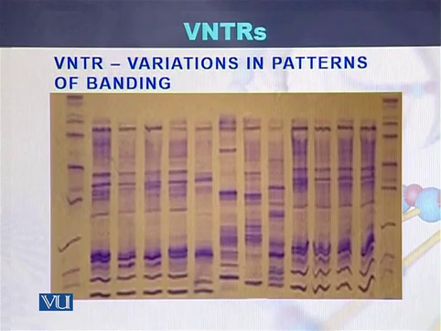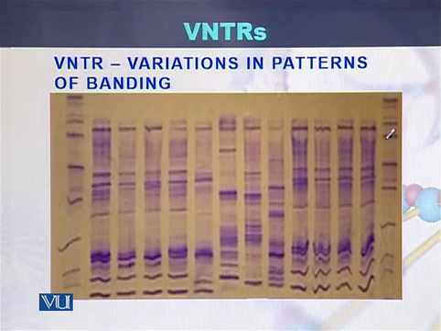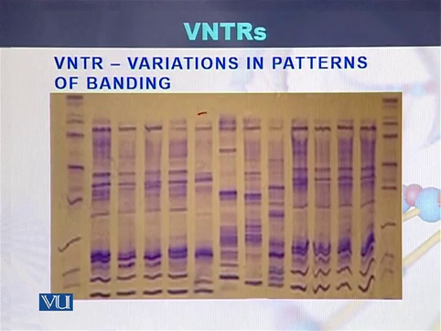individuals. So this is the diagram where we can see the variation in banding patterns. Here we can see the banding patterns of different individuals, and the banding pattern is different in each lane. If we take the example of this individual, here we can see one band is here, the second band is here, and the third band is here.